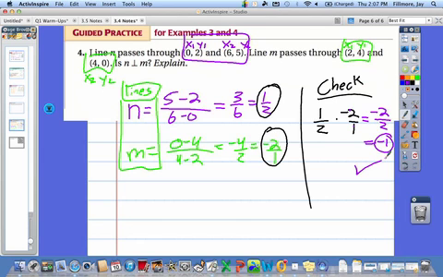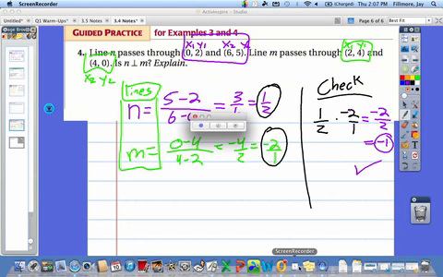This concludes section 3.4. This should all be review information, which is why I went through it somewhat quickly. Hopefully this is helpful when you're reviewing for a quiz or a test or for finals.